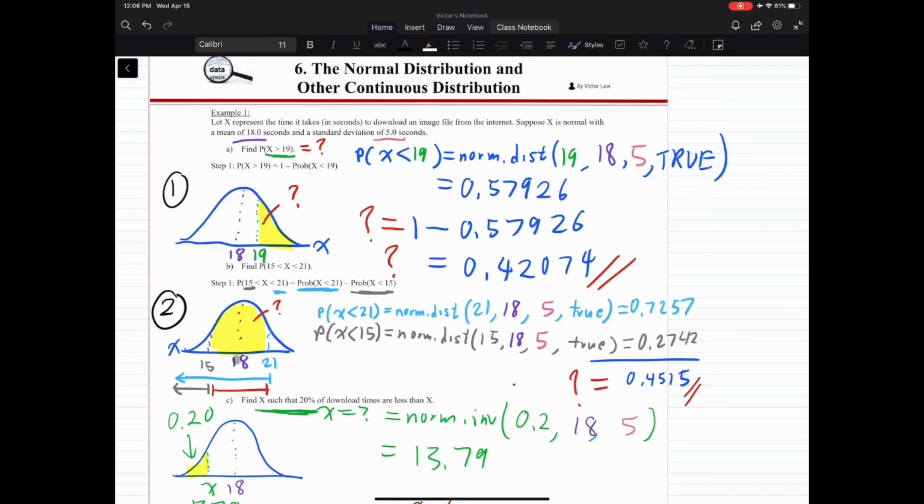And then we draw the mean. Mean is 18. And then we label the x value. And for the x, what we're looking for is the probability of x between 15 and 21. So that's why we have the 15 and 21 in the diagram.